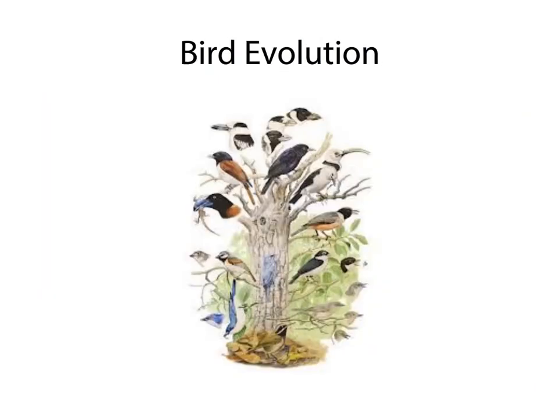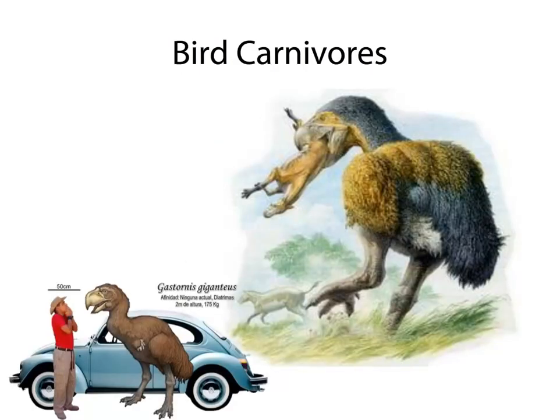When the dinosaurs died out, new niches opened up for the birds and the mammals. Birds quickly became dominant land predators and evolved into terrestrial bipeds once more. Now, it has been suggested that some of these flightless birds, such as Gastornis here, were large carnivores. And later on, this has been debated.